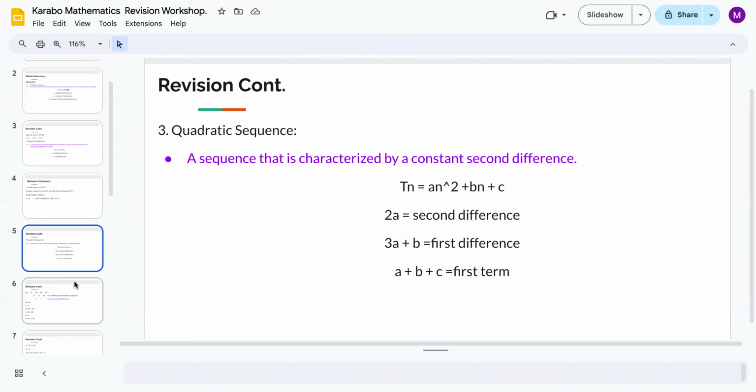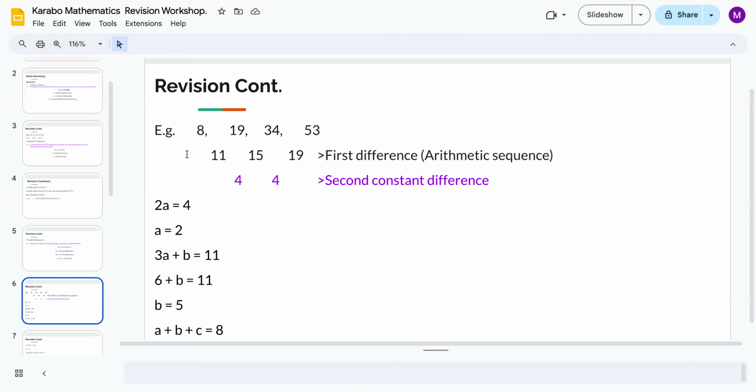I'm going to use a quick example to show you what I mean here. So let's take this quadratic sequence over here. We have 8, 19, 34, and 53. Now, the first differences between these terms are 11, 15, and 19. I found these differences by taking the term and subtracting the term just before it. Now, the second constant difference is 15 minus 11, that's 4. 19 minus 15 gives me 4 as well.